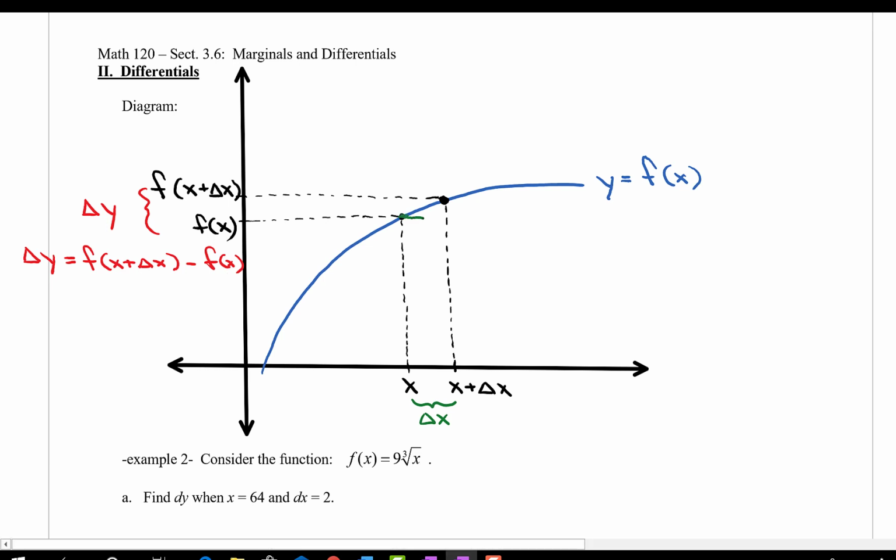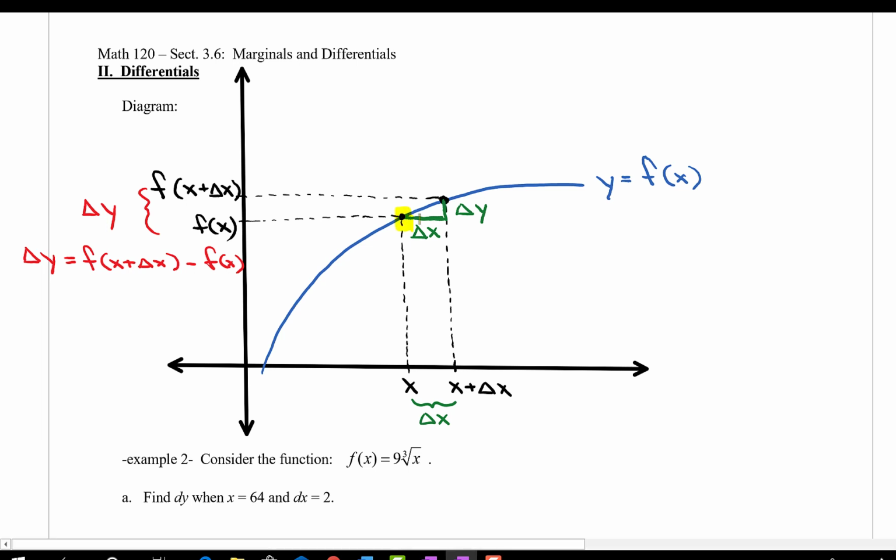Okay, now let's do our rise over our run. I'm going to draw what looks like a little slope triangle here. This is going to represent delta x. This is going to represent delta y. Our rise over our run. This should remind you a lot of slope. Delta y over delta x, the change in y's over the change in x's.